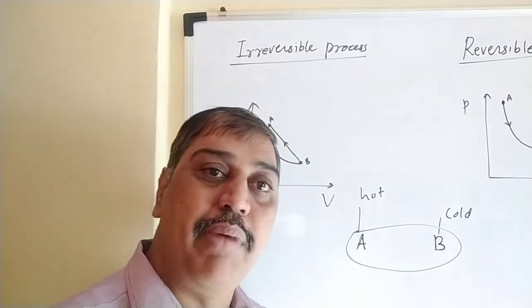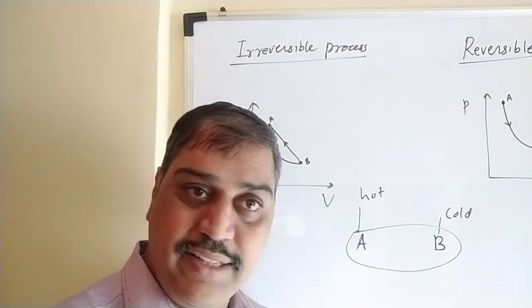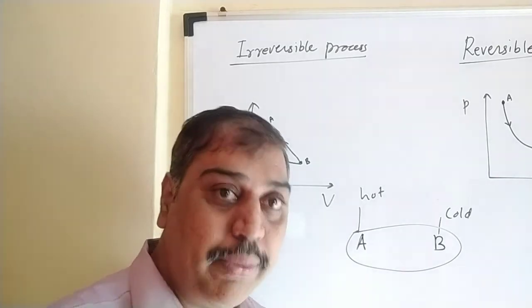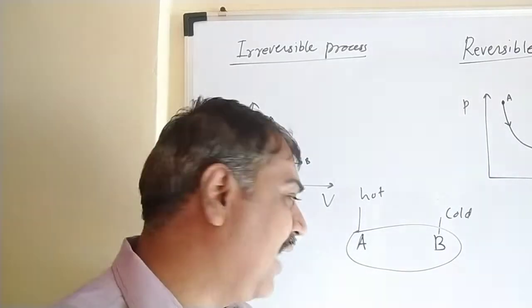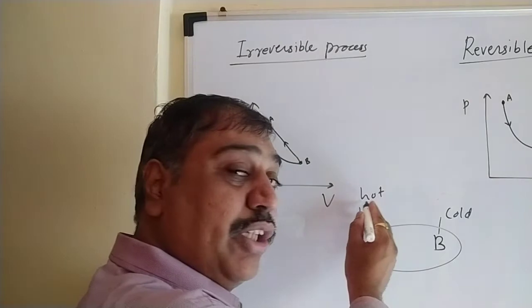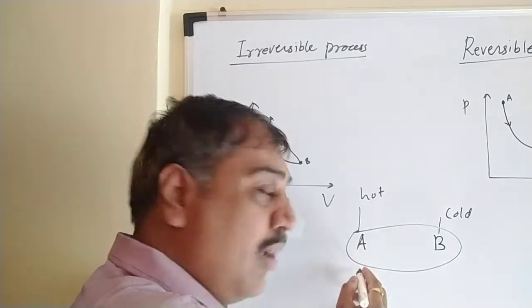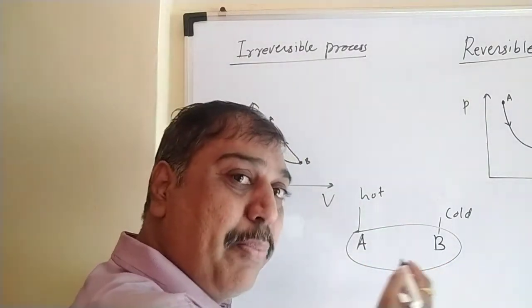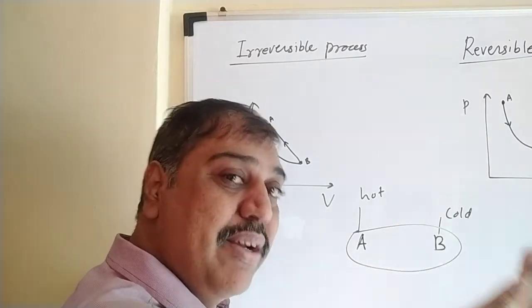We can say thermal equilibrium gets reached. Okay, this is the process. Now, afterward, it is never possible that body A will reach its original temperature, that it becomes hot again and body B becomes cool again. That is not possible because that is an irreversible process.